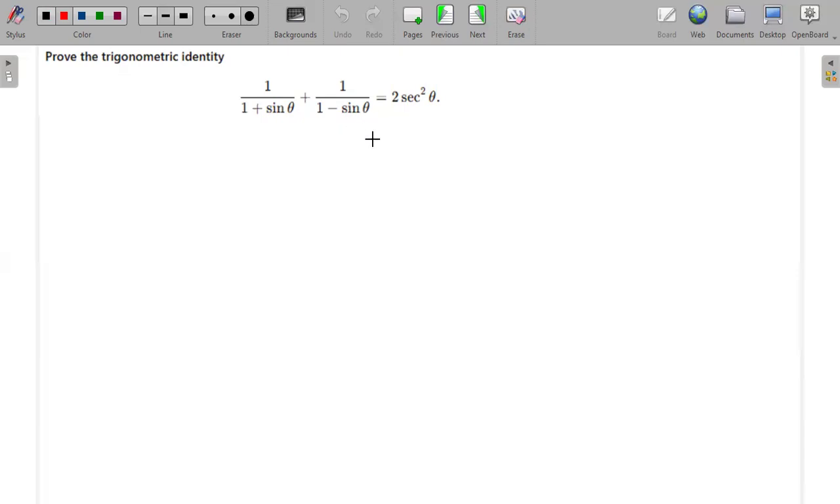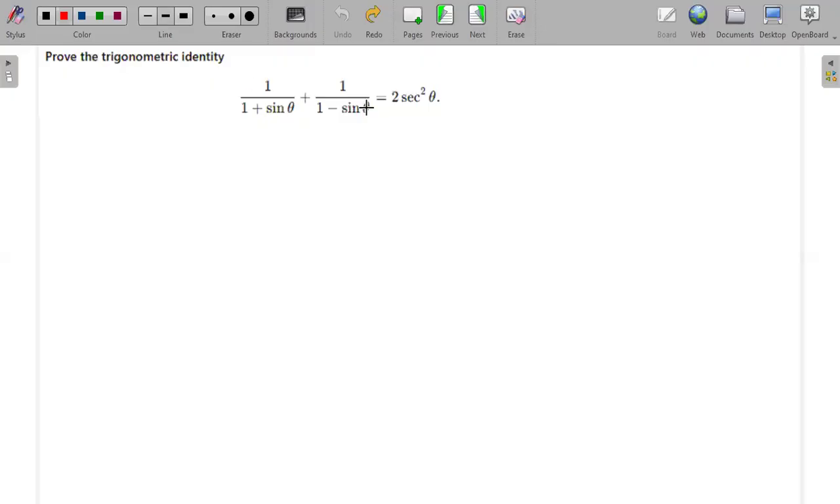sec squared theta. Okay, so now the secret in proving identities is that you always get the part that looks complicated, and then you try to simplify it into the part that is looking simpler. So this guy here looks complicated. So we get this part and then we try to make it look like this. That's what we're going to do. Okay, so what can we do there?